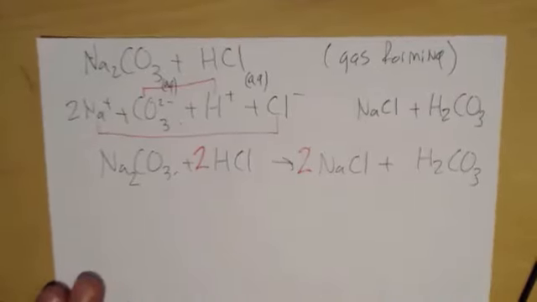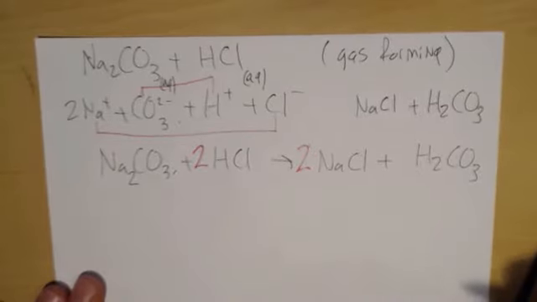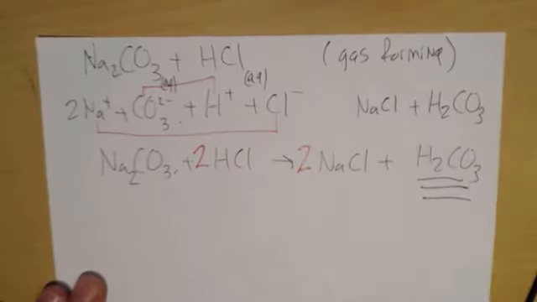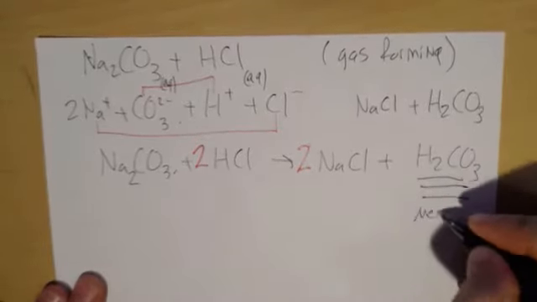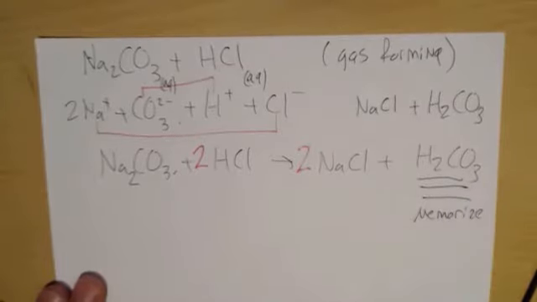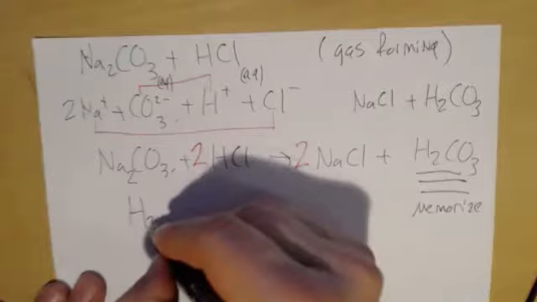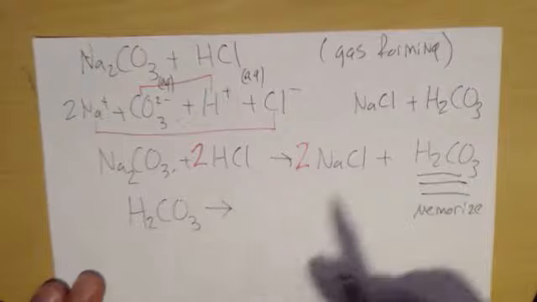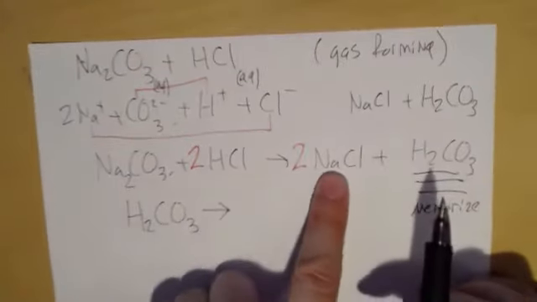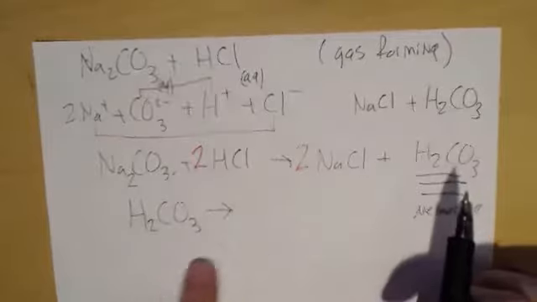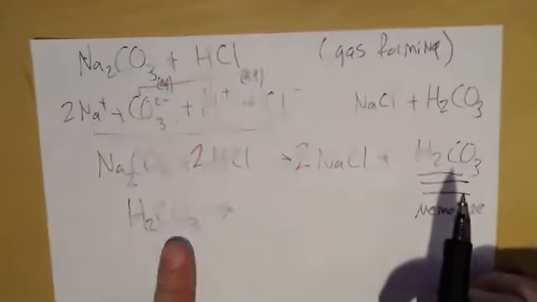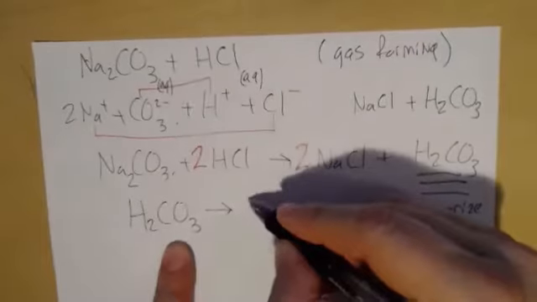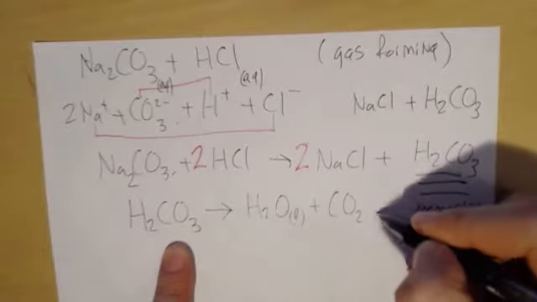Let's find the states. Well, actually, there's a special case here. This is the thing to memorize. When I form H2CO3, it decomposes. So this reaction is actually correct. I'm going to form sodium chloride and carbonic acid. But a billionth of a second later, the carbonic acid is going to go to H2O liquid plus CO2 gas.